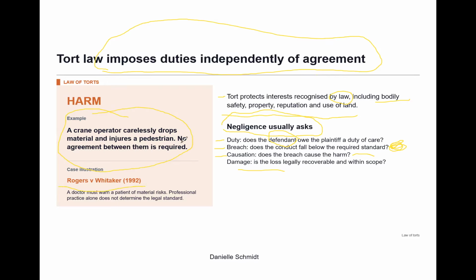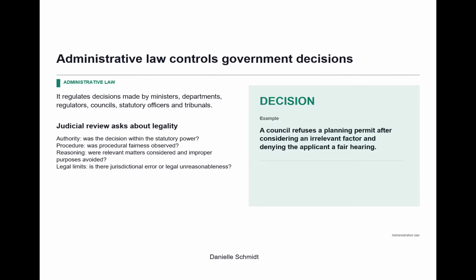So negligence is only one type of tort. Others include nuisance, trespass, and defamation, but we won't go through all of them today. But it's important to note, tort law is a banner of multiple duties. Then we have administrative law, which controls government decisions.